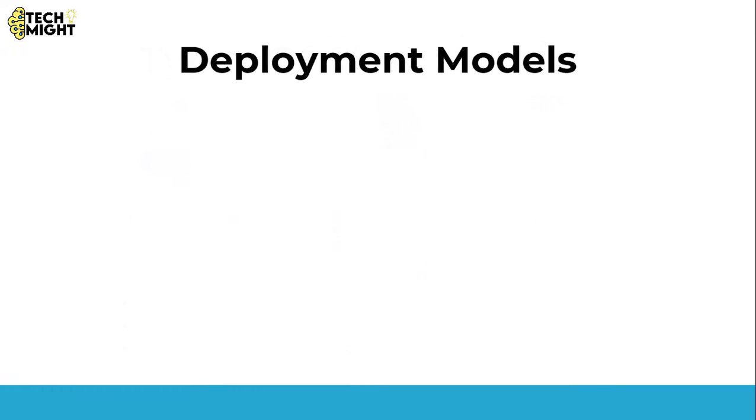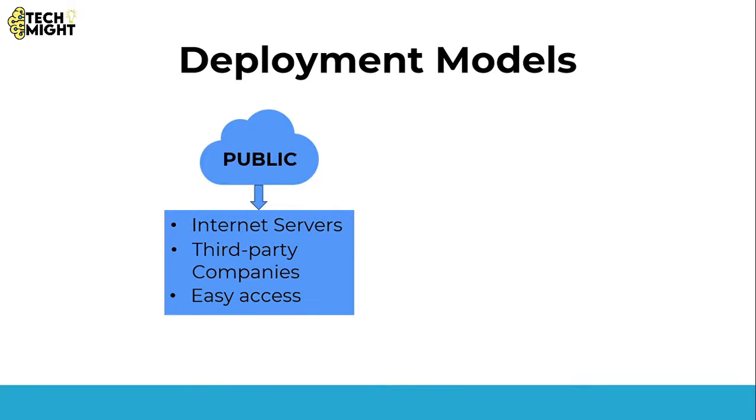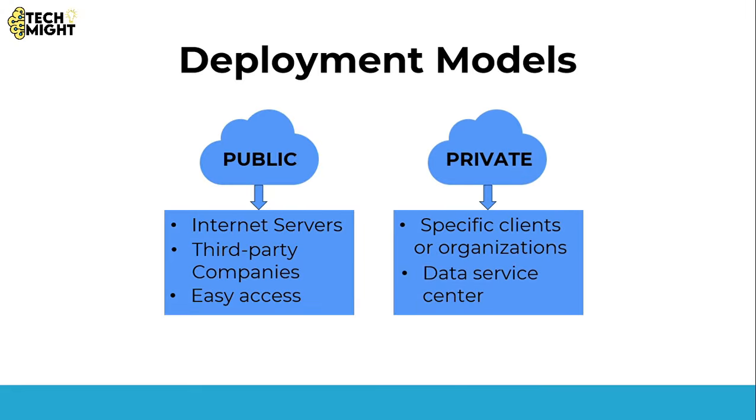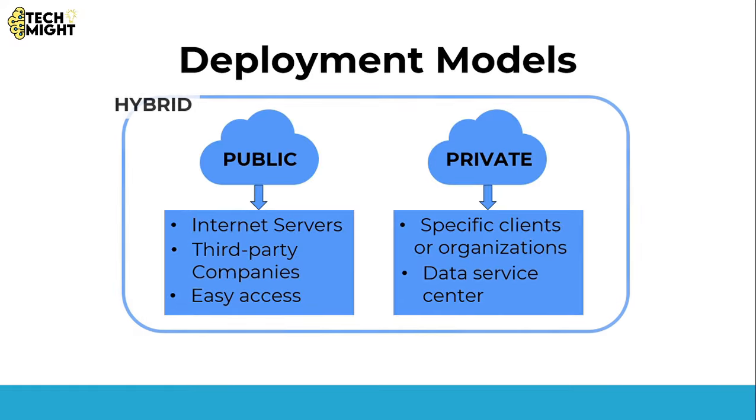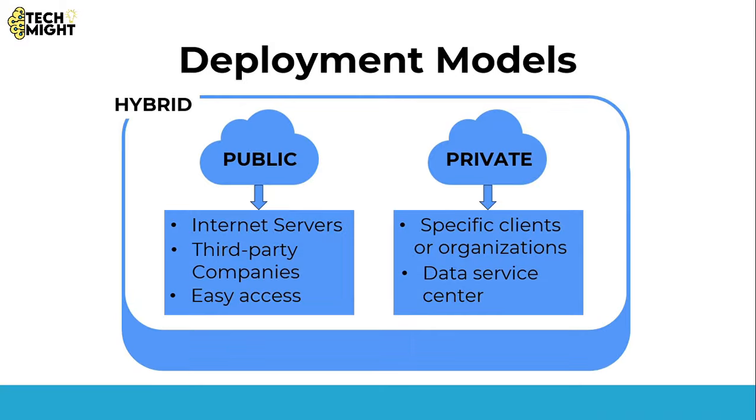Let's see deployment models. Cloud computing offers different deployment models to suit varying requirements. Public clouds operate on internet servers managed by third-party companies, providing easy access to services. Private clouds, on the other hand, are reserved for specific clients or organizations and may be hosted in a data service center. Hybrid clouds, as the name suggests, blend elements of both public and private services, offering a versatile approach to infrastructure and security optimization.